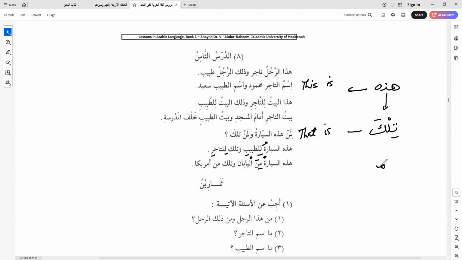Min in Arabic, when we say min, again, means what? From. Don't confuse it with man. Man means who. So the difference is that the meem with the meaning "from" has kasra, min. And here the meem has fatha. We say man. Man anta? Who are you? Don't say min anta.